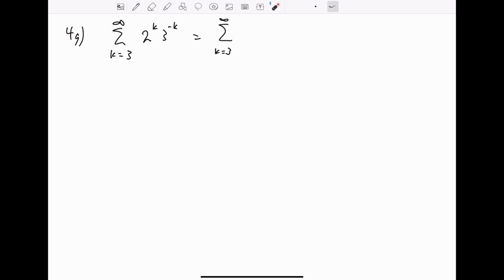I'm going to rewrite 3 raised to the negative k as 1 divided by 3 to the positive k. So I can write this as 2 to the k times 1 over 3 to the k, or just divide by 3 to the k. The negative exponent goes downstairs and becomes positive. I have the same exponent in both the numerator and the denominator. And because I have the same exponent, I can just write 2/3 to the k. This simplifies as the sum, k goes from 3 to infinity, of 2/3 to the k.